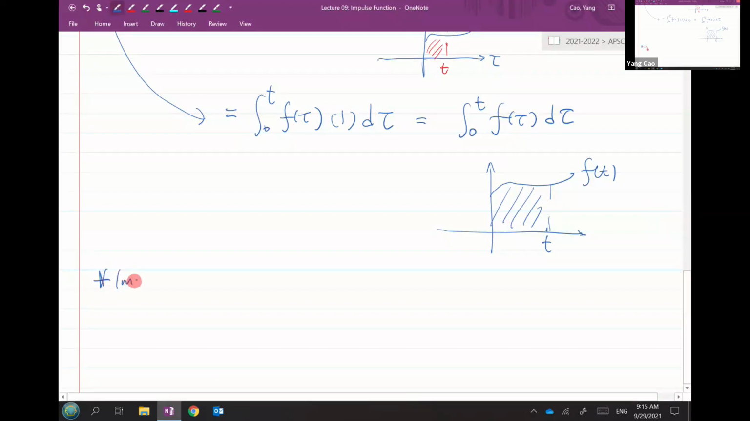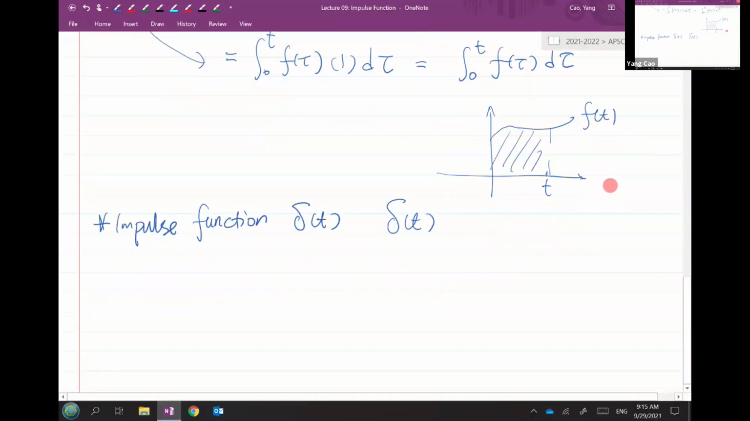Okay, so now let's introduce the second important kind of function, called the impulse function. This function is denoted using delta(t), the Greek small letter delta. This is how I write a delta. Just like the unit step function, whose symbol is dedicated to u, the impulse function's symbol is dedicated as delta.